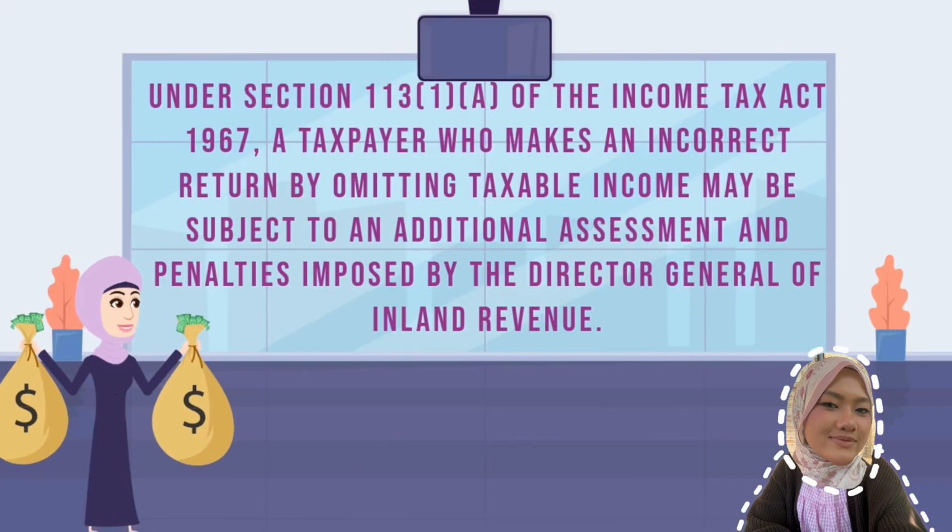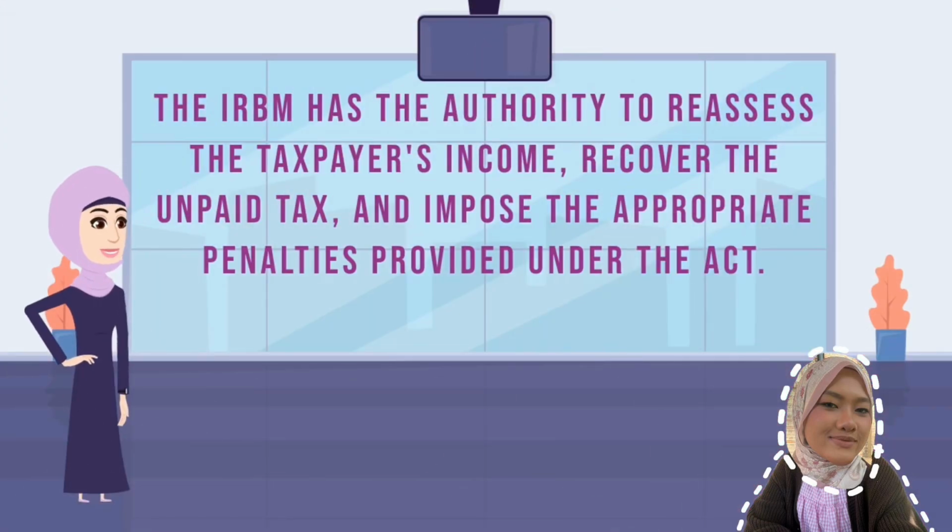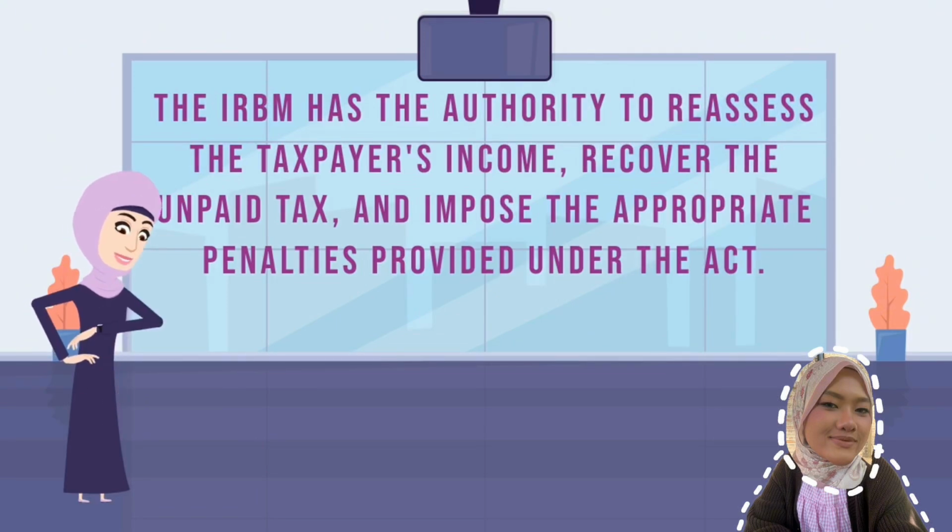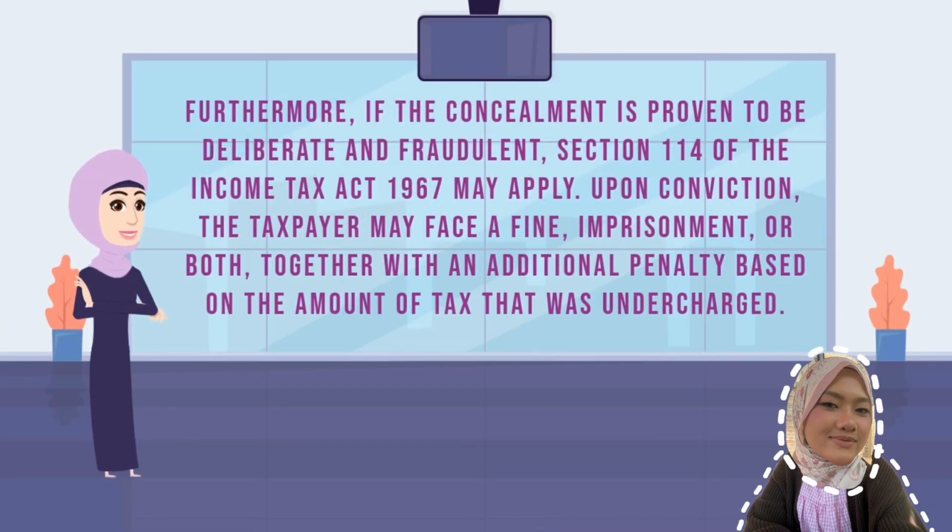Under Section 113(1)(a) of the Income Tax Act 1967, a taxpayer who makes an incorrect return by omitting taxable income may be subject to an additional assessment and penalty imposed by the Director General of Inland Revenue. The IRBM has the authority to reassess the taxpayer's income, recover the unpaid tax, and impose the appropriate penalties provided under the Act. Furthermore, if the concealment is proven to be deliberate and fraudulent, Section 114 of the Income Tax Act 1967 may apply upon conviction.